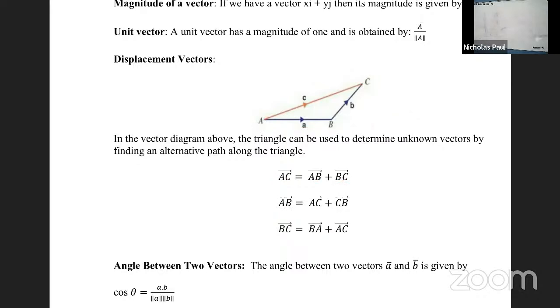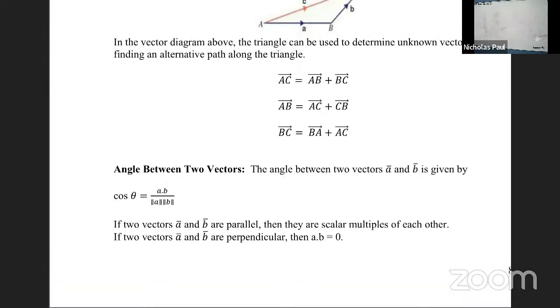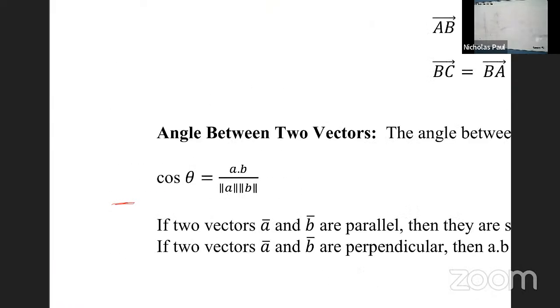Similarly, BC. Last thing, angle between two vectors. To find the angle between two vectors, that's cos theta equals their dot product divided by the product of their magnitudes. So you have three things to find: the dot product, the magnitude of a, and the magnitude of b. Plug it into that formula, and then find cos inverse. That's the way you'll find the angle between two vectors.